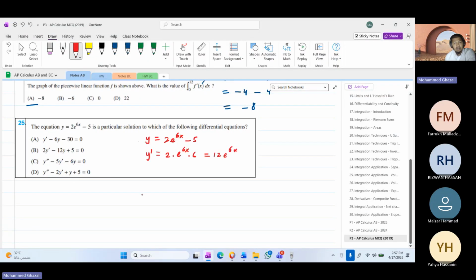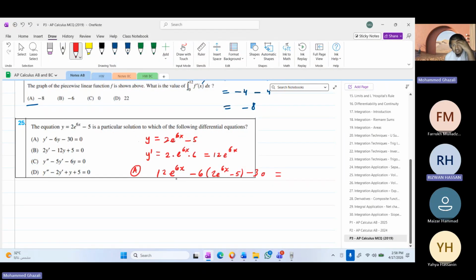Now let's test A and see if that differential equation actually works and if this is a solution. What is y prime? y prime is 12 e to the power 6x minus 6y. What's y? 2 e to the power 6x minus 5, so minus 6 times that, minus 5, minus 3. Is that equal to 0?